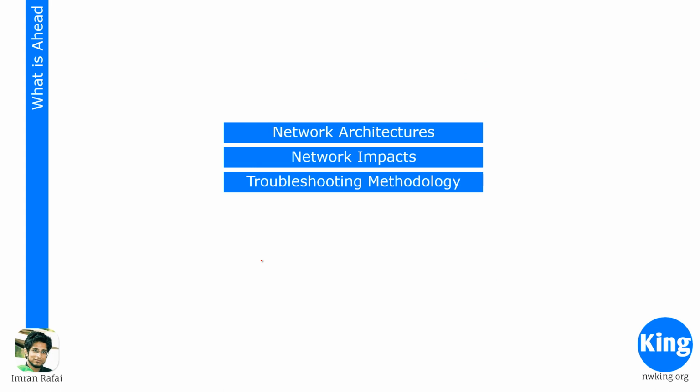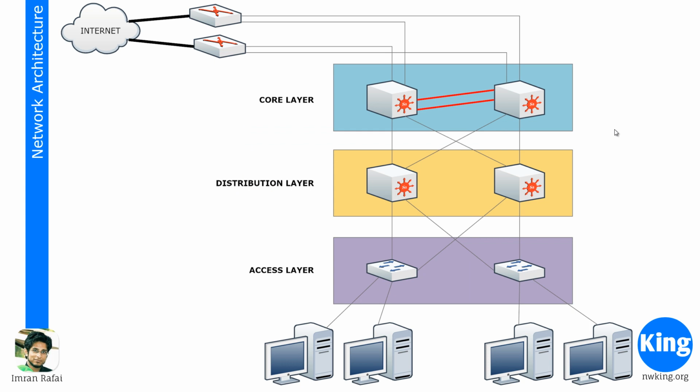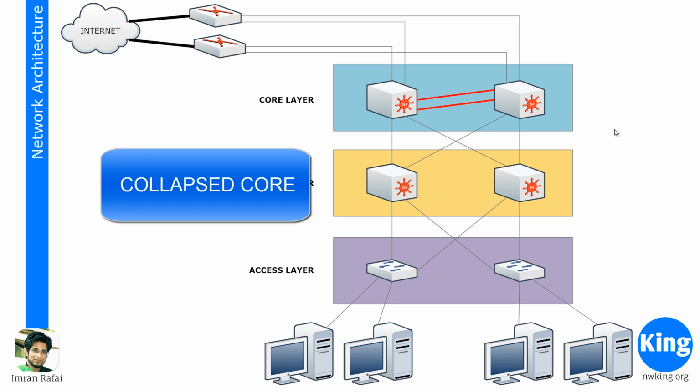So what are we going to do today? Today we're going to look into three topics. We're going to look at network architectures, we're going to look at network impacts, and we're going to also look at troubleshooting methodology. Cisco has two types of architectural approach. One is the Cisco three-tier architecture, and then we have something called a collapsed layer architecture.